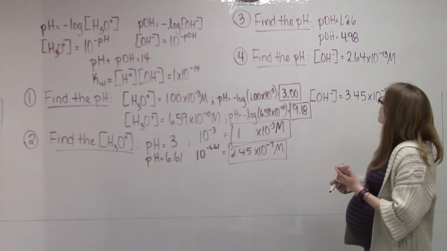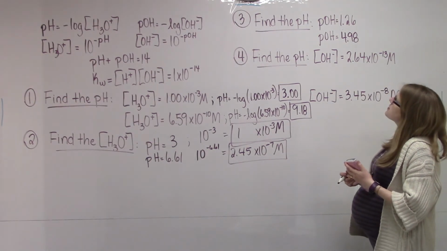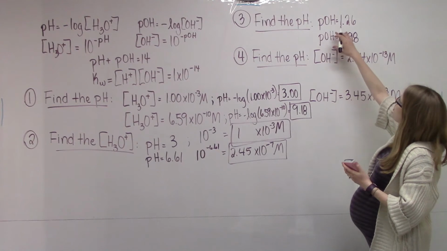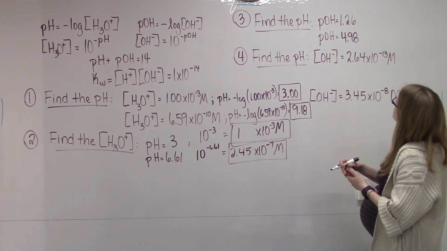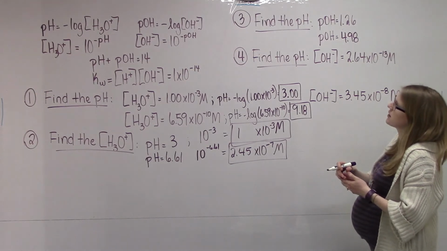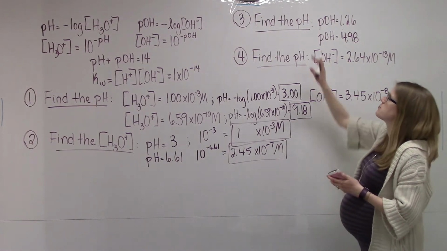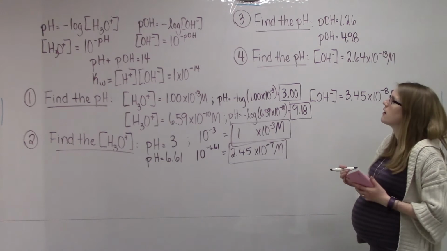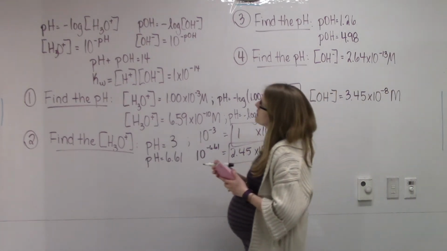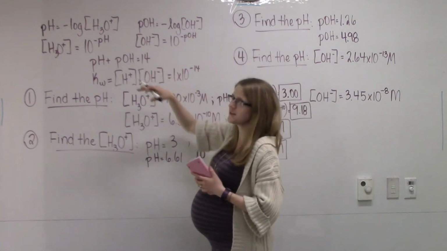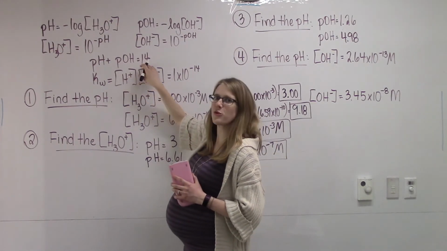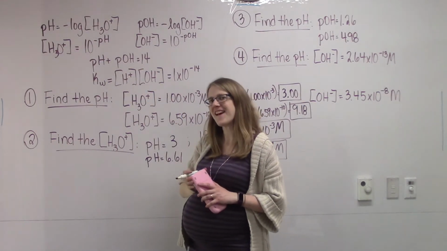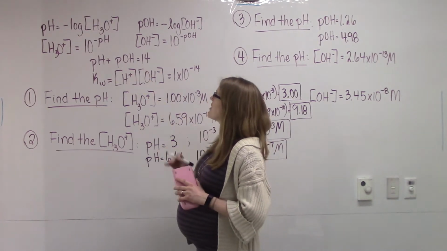Okay, let's look at the next type of problems. Find the pH if the pOH is 1.26. Okay, we got to find a formula that has pH and pOH there. So let's come over here. Oh, right here. These are actually the easiest of all the problems. pH plus pOH will always equal 14. Yay! pH plus pOH will equal 14.